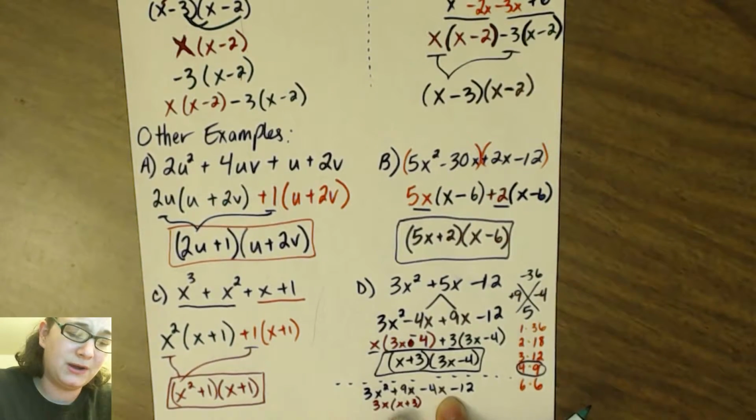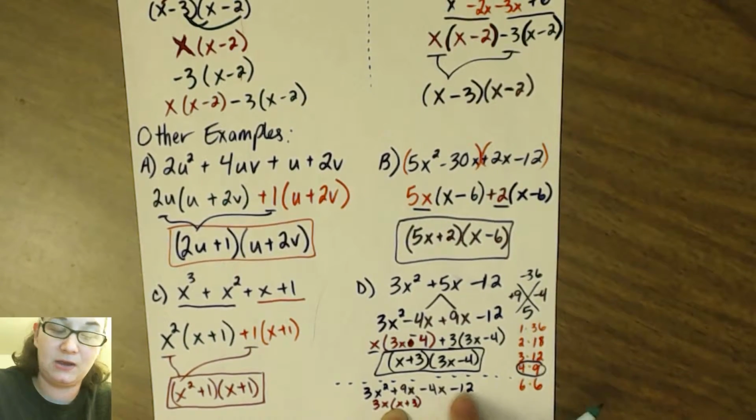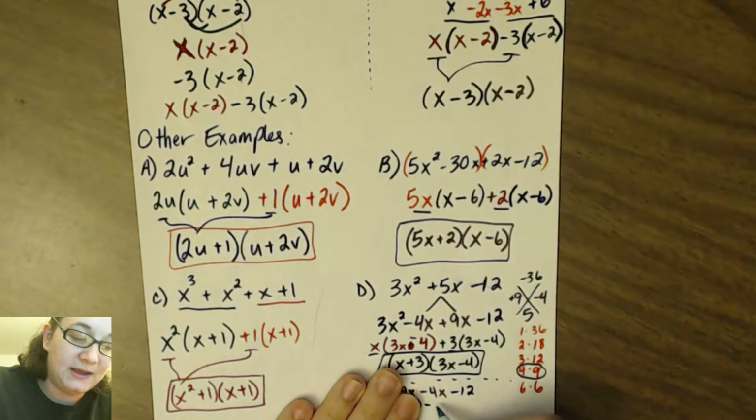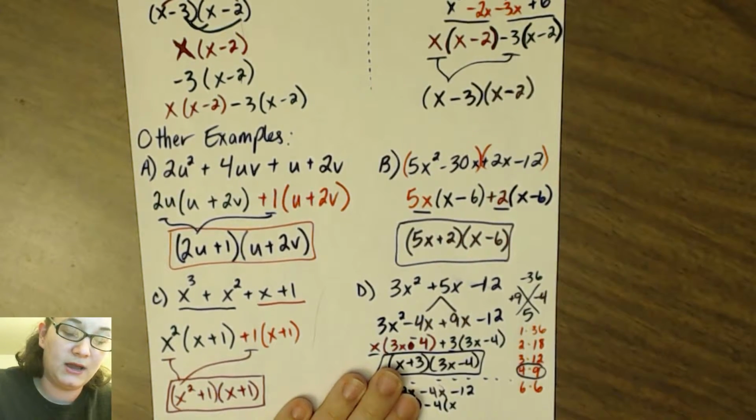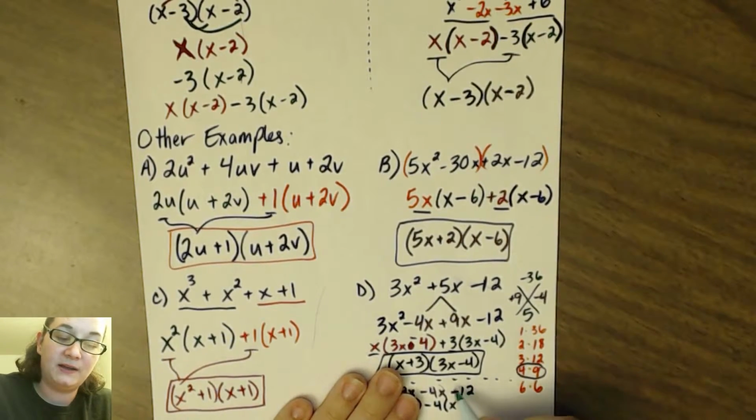And I also know that I want the middle term to have a plus. I want these to both be positive, so I need to pull the negative out anyway. So I'm going to pull out a negative 4. So if I divide this by negative 4, I get a positive 1x. And then if I divide negative 12 by negative 4, I get a positive 3.